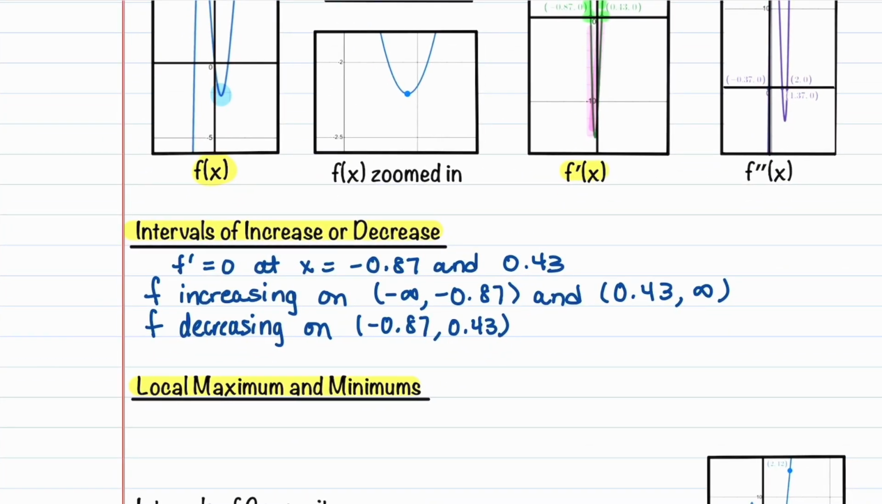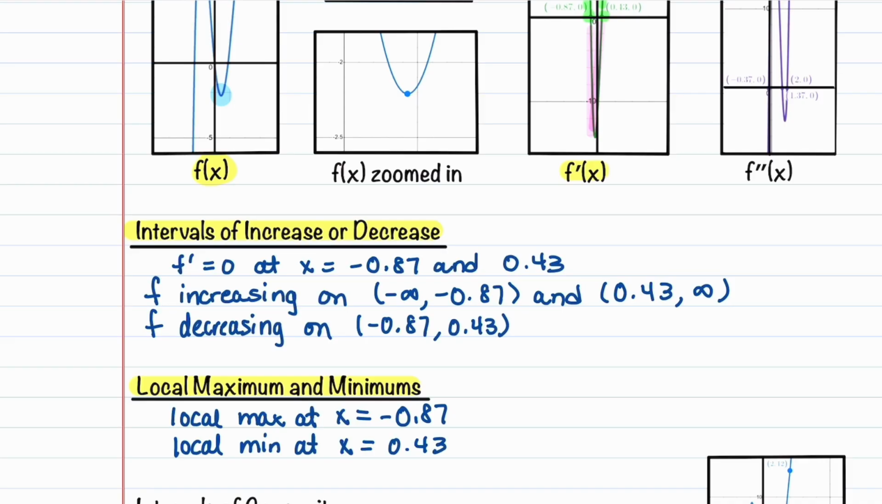So let's come down here and let's write that we have a local max at x is equal to minus 0.87, and we have a local min at x is equal to 0.43. Now what we have to do is find out the y value of that local max and min.